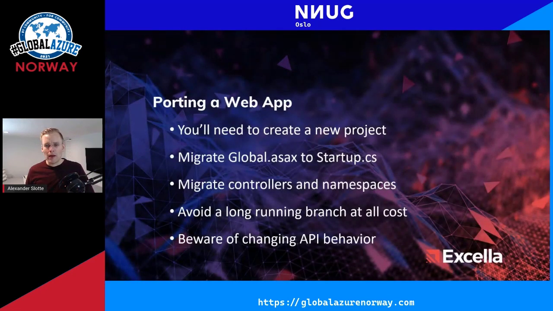So when you get to web app, you actually have to create a new project completely, and you need to port things over from your old project to your new project. And basically, the steps to do that is you have to migrate everything in your global.asax to the Startup.cs class. That defines everything that has to do with your DI framework and so forth. And you also need to start migrating over controllers and namespaces.